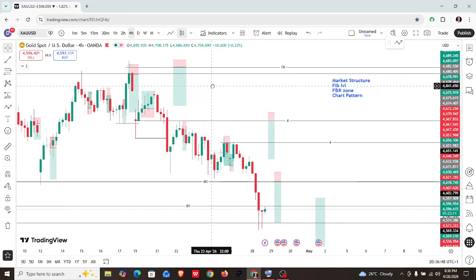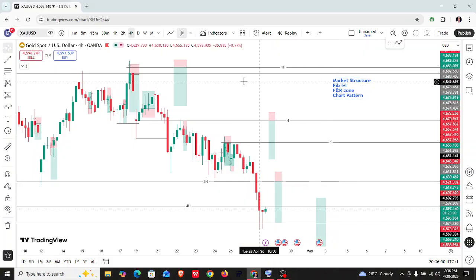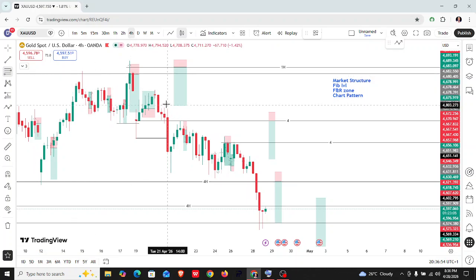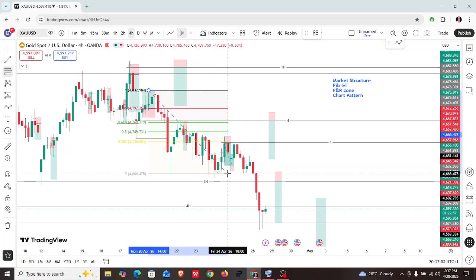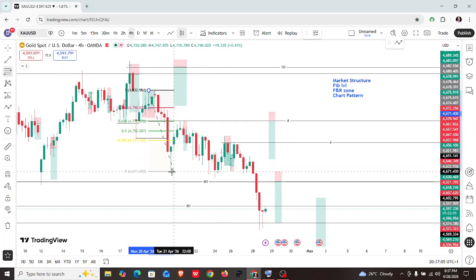Now this is where the Fibonacci retracement comes in. The fib level, look at how it works. Since this high actually broke this low, you measure it from that high that broke the low to the recent low. This is the recent low here.